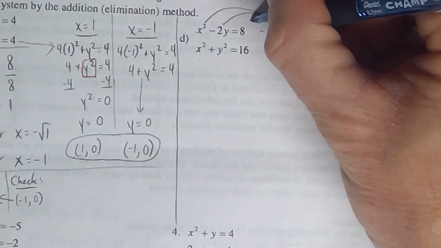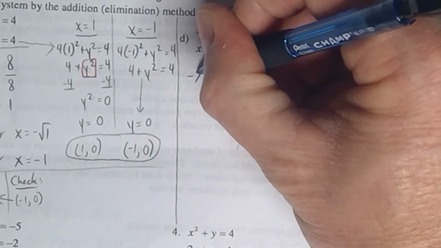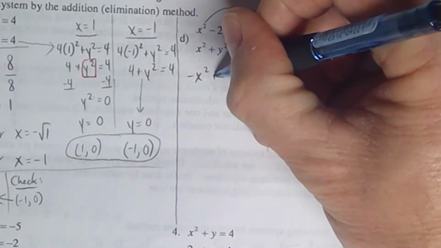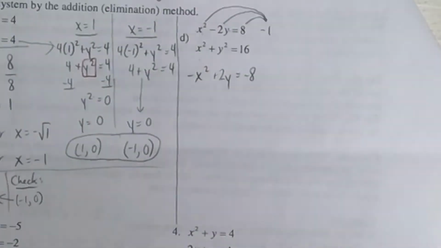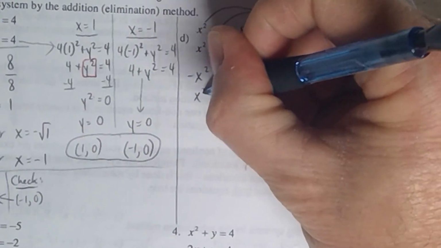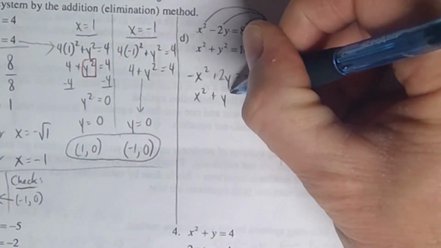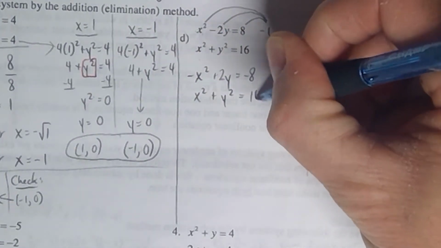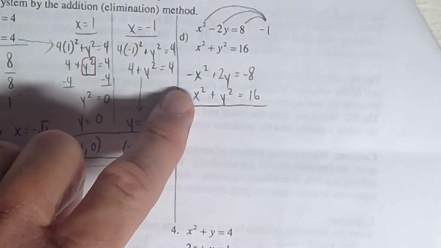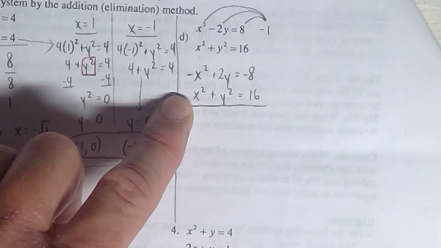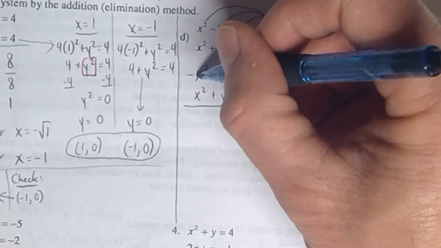Okay. What equation do I get? I get negative x squared plus 2y equal to negative 8. The other equation is going to stay the same because I wanted the x squareds to be able to cancel, and they will now because they're opposite coefficients, negative 1 and positive 1. So let's go ahead and add the equations together now.